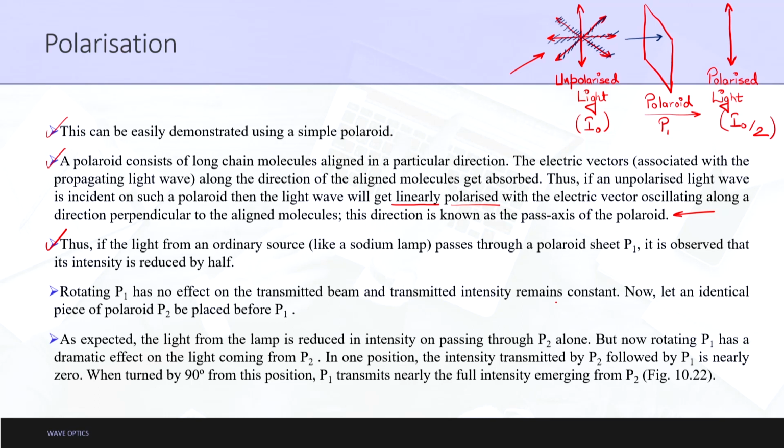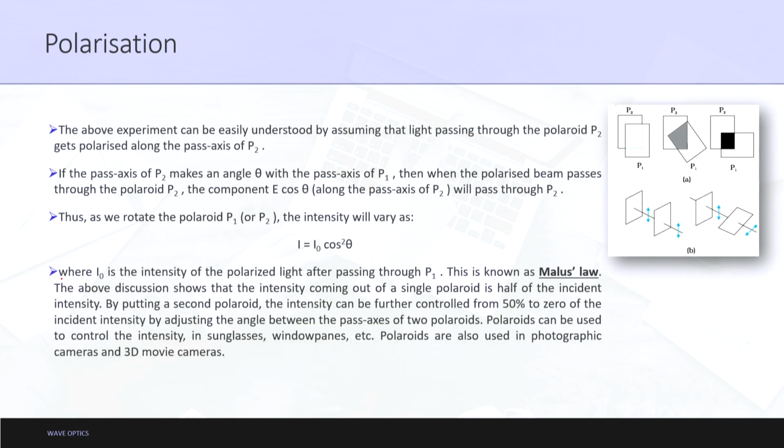Now let an identical piece of Polaroid P2 be placed before P1. I will explain this in the next slide. So this is how it is being done. Let us suppose we are assuming two Polaroids, either in the same sense, or inclined, or completely at 90 degrees. So what will happen in this scenario? Will the polarized light be visible or will it not be visible? Let us go on.